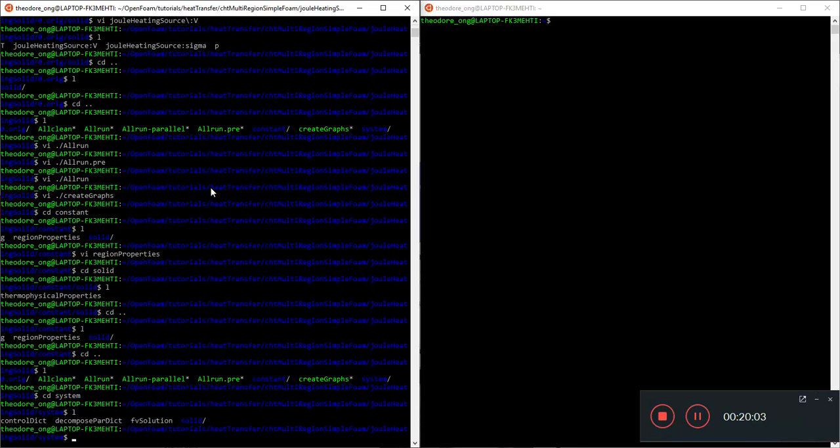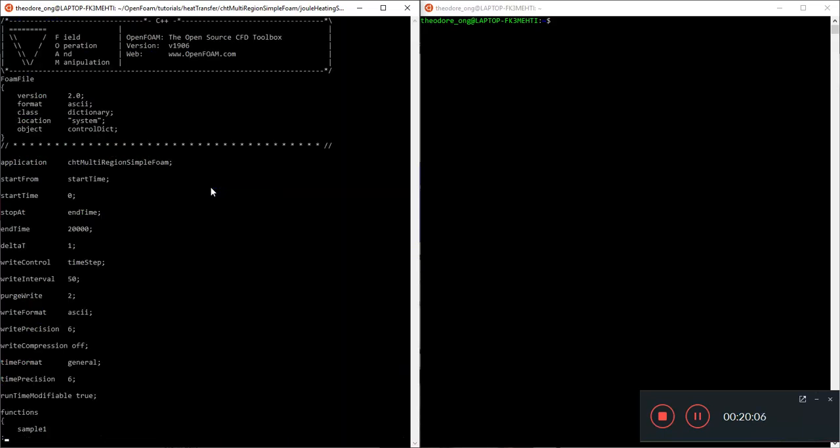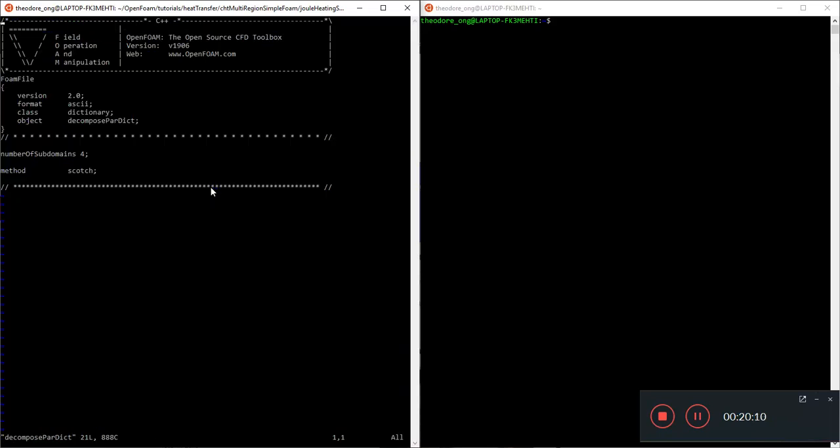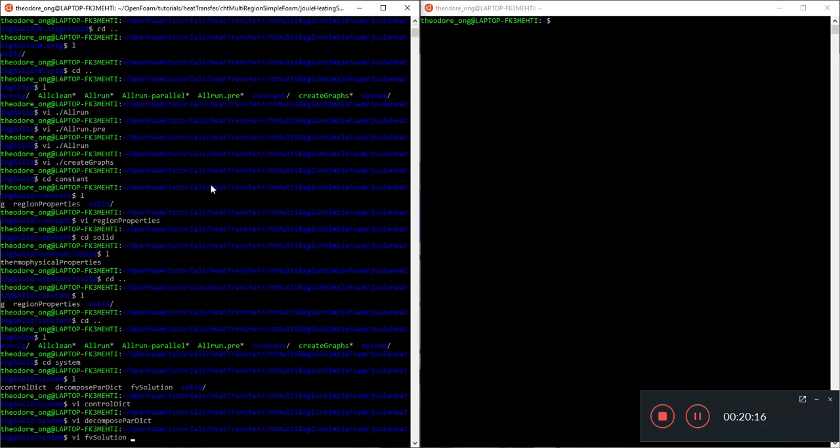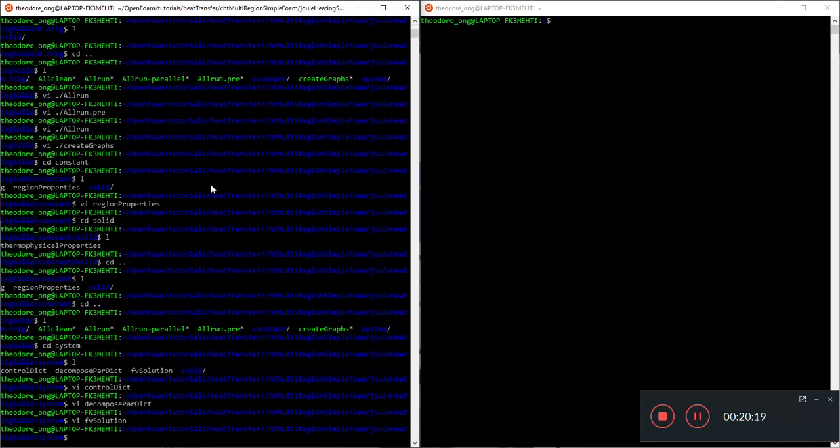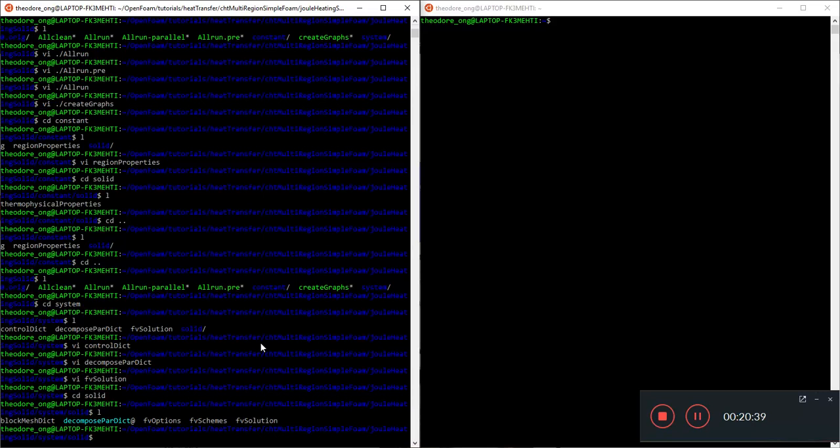We'll see controlDict, decomposeParDict, fvSolution, and solid. So controlDict, we leave it here. We look at decomposeParDict: 4 domains, method is Scotch. fvSolution, nothing there. So again, when you're in the main directory, the only thing you really need to change is this controlDict file. fvSolution is kind of a blank file, and decomposeParDict is for running parallel simulations. Again, here we have blockMeshDict, fvSchemes, fvSolution, and fvOptions as usual.